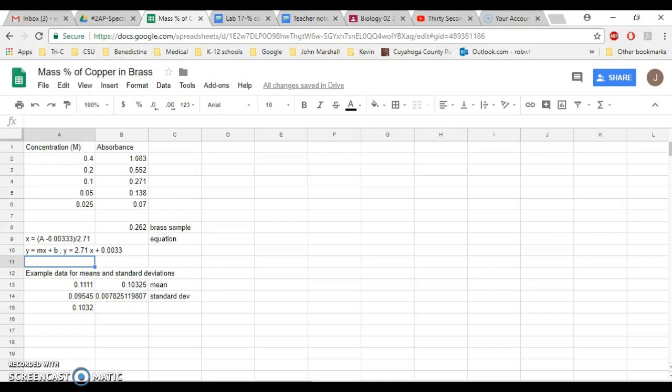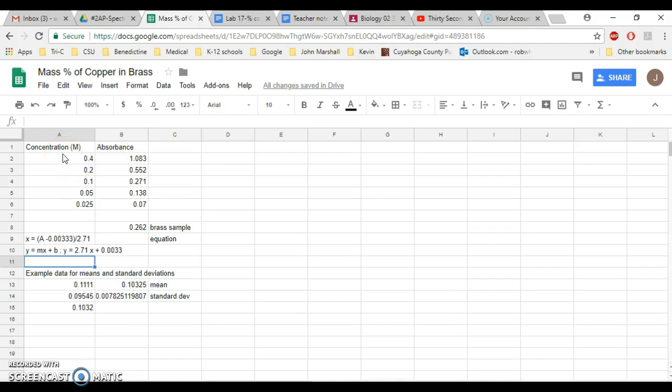Okay, so we have collected our data for the standard curve for the mass of copper and brass using copper nitrate solution. What I would like you to do first, before you try to make the graph, is to set up your table. On the leftmost column, you should have concentration in molar, and on the right column, you should have absorbance. Those would be your absorbance values that you calculated when you were reading it using the spectrophotometer.